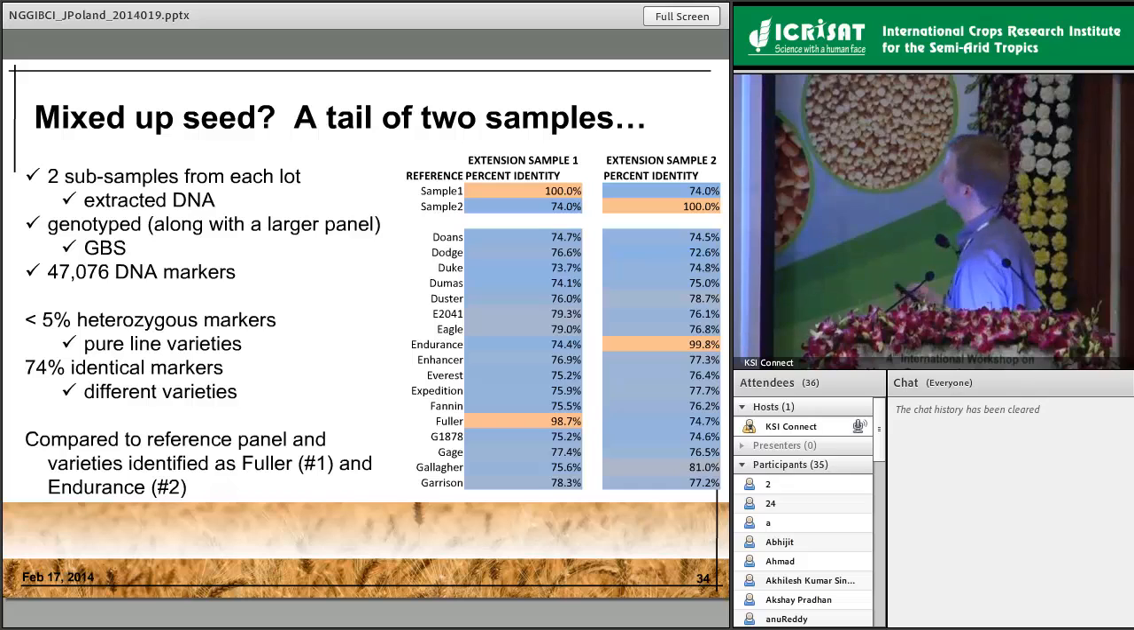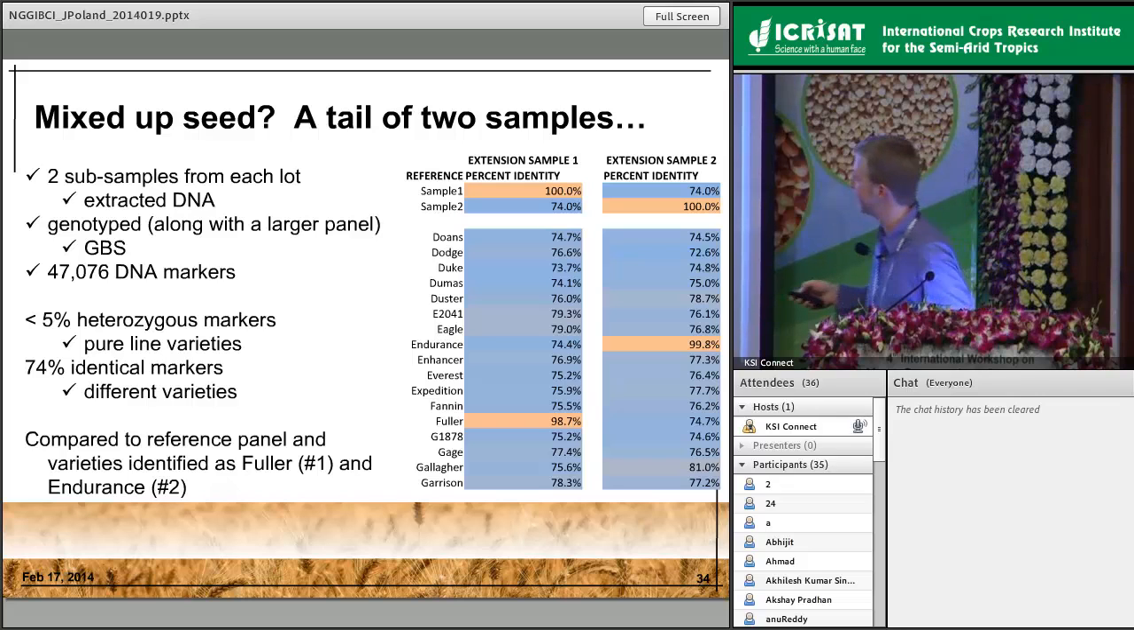And so here's just a nice little case study on that. This was from one of the extension offices. A farmer came in and said, hey, I purchased this seed. It doesn't look like what I thought it was. And so they sent us these two samples. We genotyped them and checked them against each other.